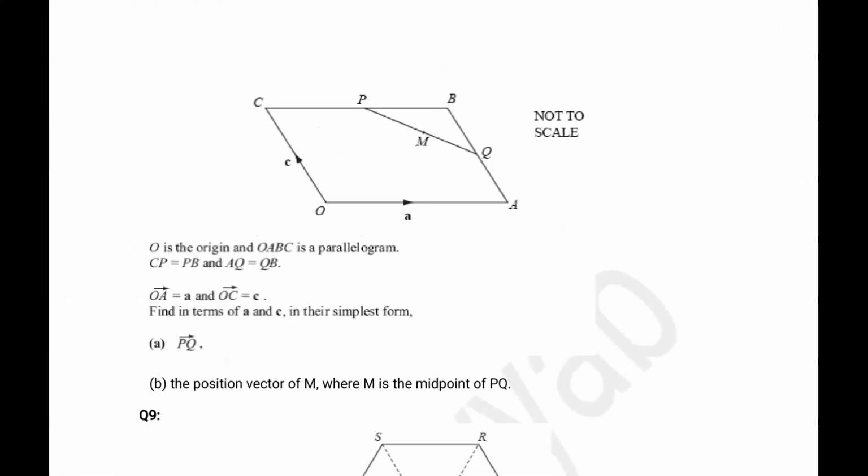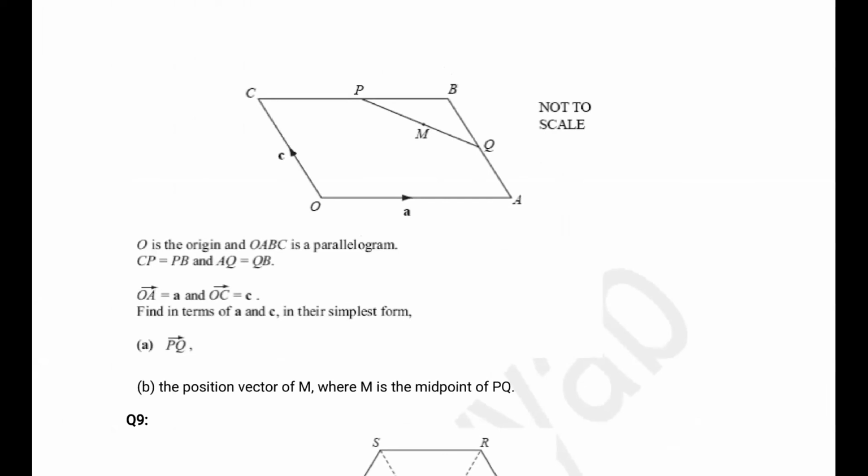Question 8. It has 2 parts. Please attempt this question, question 8. CP is equal to PB, meaning P is the midpoint, Q is the midpoint of AB. Overall, it's a parallelogram, so opposite sides are parallel and equal. First, you need to calculate vector PQ.